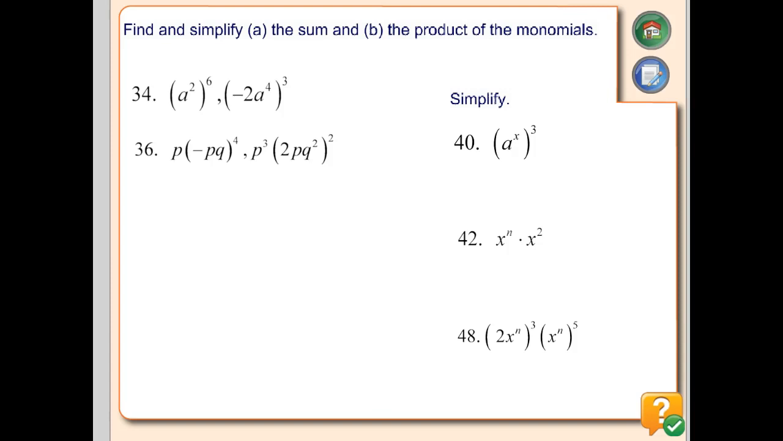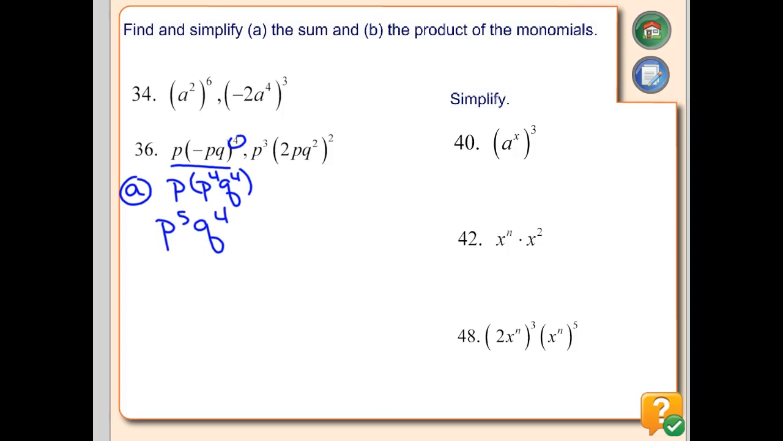Number 36, on part A, we're supposed to find the sum. So let's take care of the first term. Now, this one's kind of tricky because we've got negative p q to the 4th. Well, because that's even, this is going to make that a positive term. So we've got p times p to the 4th, q to the 4th, which is going to give me p to the 5th, q to the 4th.